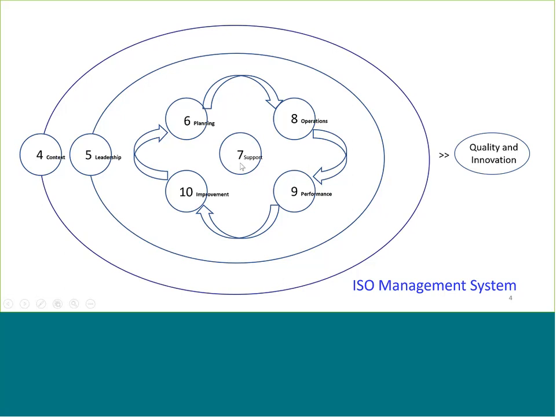And at the heart of all of this is clause 7, which is support, and that deals with things like infrastructure, competence, all of the things you need right at the heart of the organization. This model you see here was our original prototype when we developed the standard. And it's got a bit more complicated since the original, but I like this original. It really gives us a good picture of how the different pieces fit together.